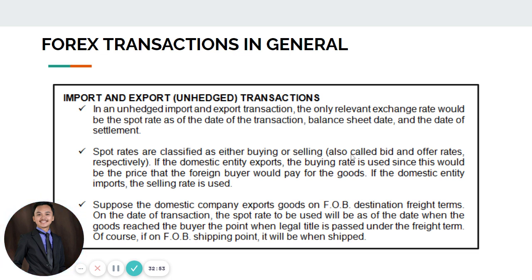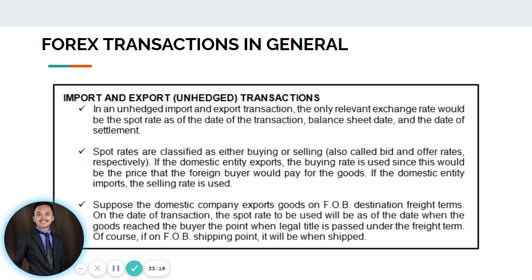All right. Spot rates are classified as either buying or selling, also called bid and offer rates. So we have two types of rates, the buying rate and the selling rate. If the domestic entity exports, the buying rate is used since this would be the price that the foreign buyer would pay for the goods. But if the domestic entity imports, then the selling rate is used.